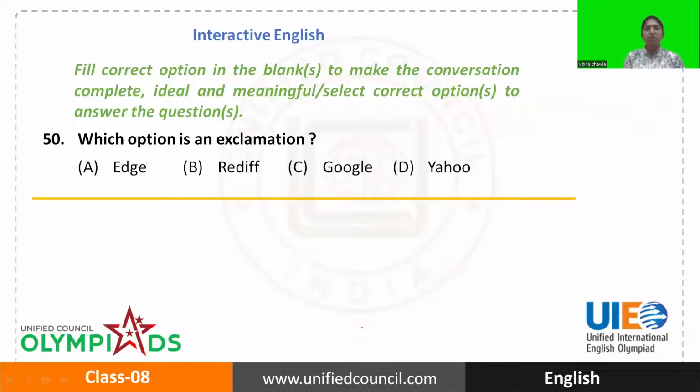Then we have reached the final question, the last question from this paper, question number 50. Which option is an exclamation? Edge, Reddit, Google, Yahoo. All these are names of search engines. The most common one among these is Google for speed. But one of them is an exclamation also, and that is Yahoo. Yahoo is an exclamation.